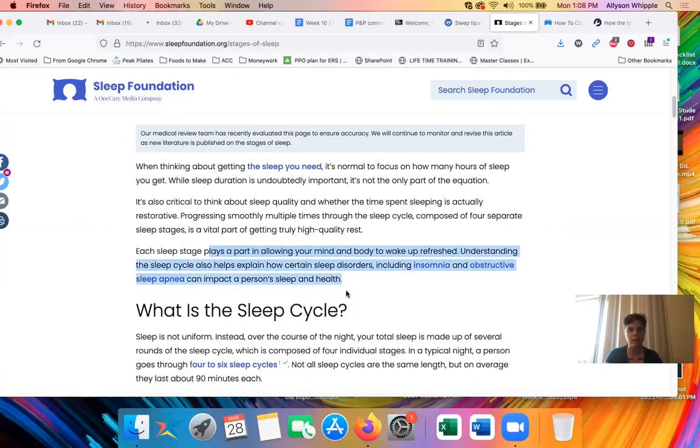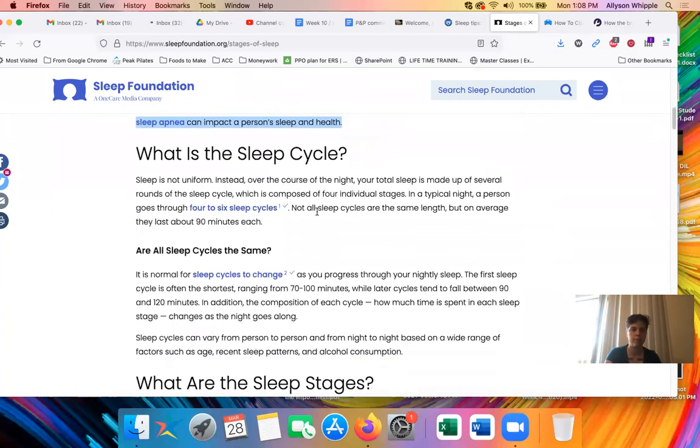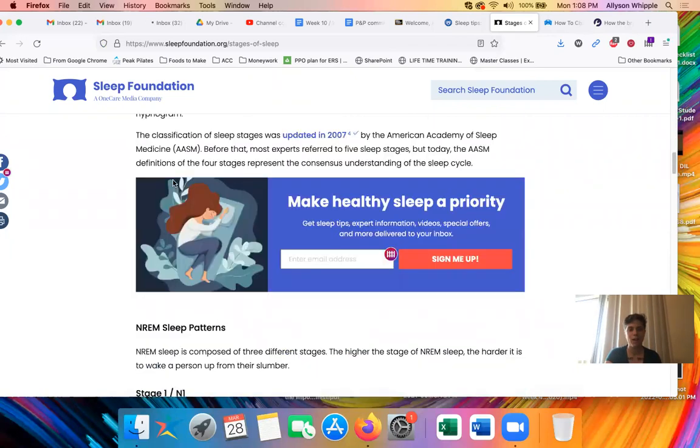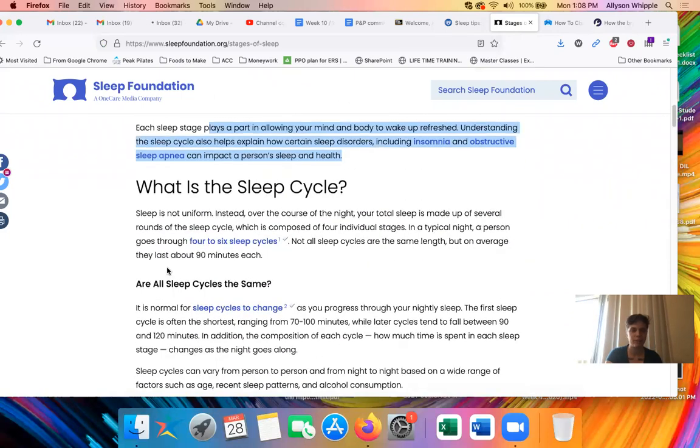Understanding the sleep cycle also explains how certain sleep disorders, including insomnia and obstructive sleep apnea, can impact a person's sleep and health. So now, again, a lot of rhetorical questions in here, not a fan, but nonetheless, hey, guess what? They do a great job with parallel structure, so it's fine.